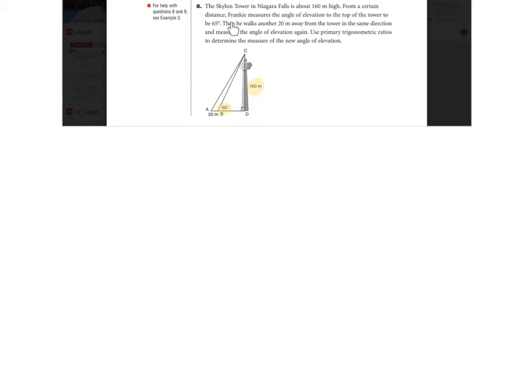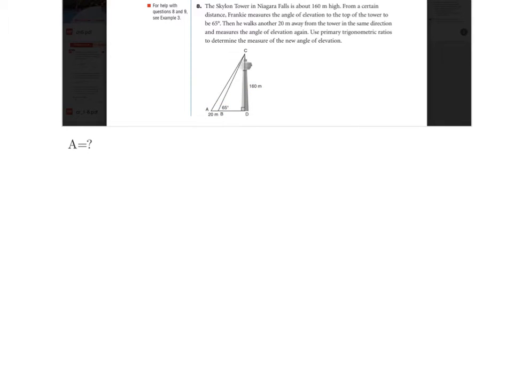He then walks another 20 meters away, a little farther, from the tower in the same direction and measures the angle of elevation again. We'll call that angle A. Use primary trig ratios to determine the measure of the new angle of elevation. So we're basically trying to find the measure of angle A.